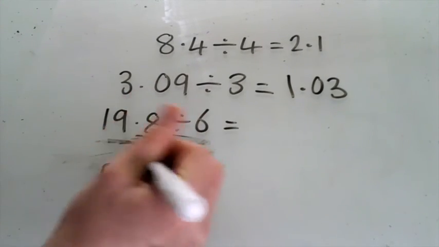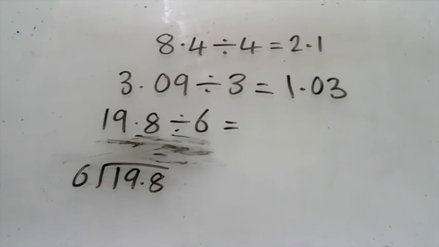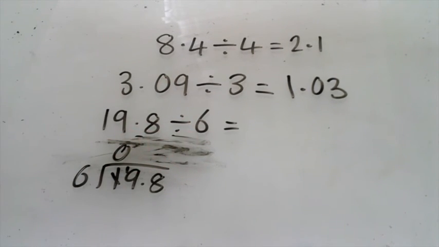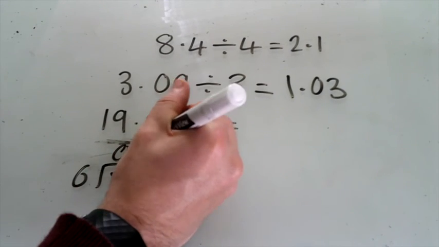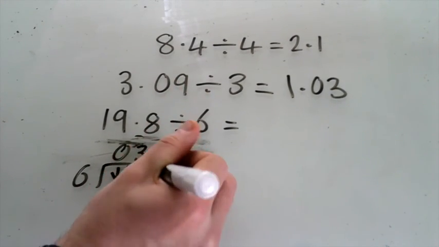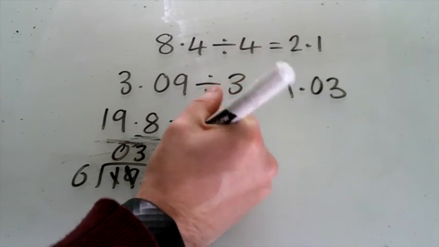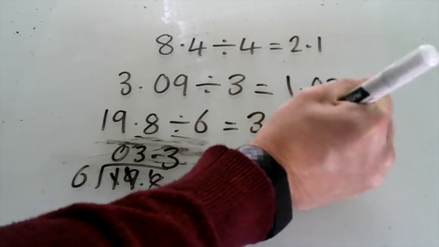And finally, 19.8 divided by 6. How many 6's go into 1? We can't do it. Carry it over. How many 6's go into 19? 3. With 1 remaining. How many 6's go into 18? We then have 3. So your answer would be 3.3.